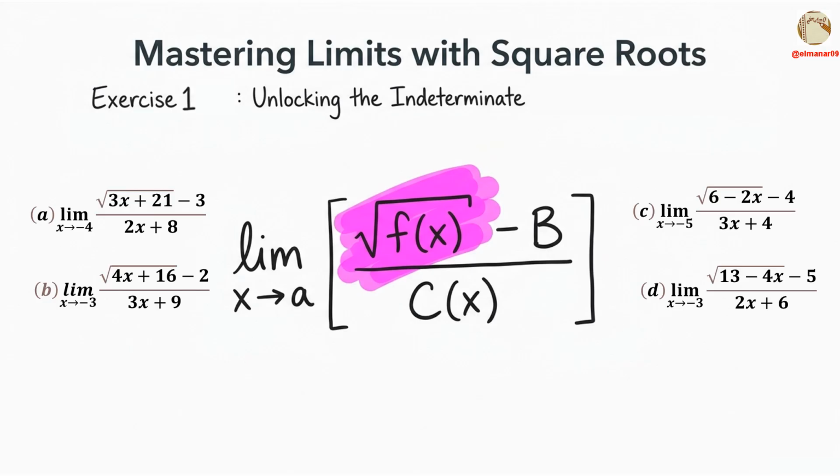C. Limit as x approaches -5 of square root of 6 minus 2x minus 4 divided by 3x plus 4. D. Limit as x approaches -3 of square root of 13 minus 4x minus 5 divided by 2x plus 6. In general: limit as x approaches a of square root of f of x minus b divided by c of x.